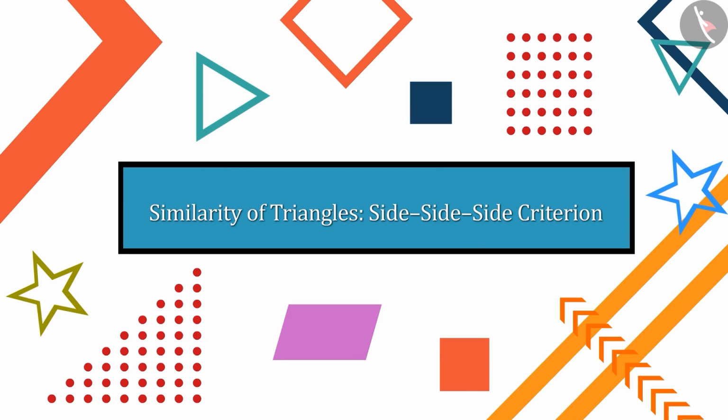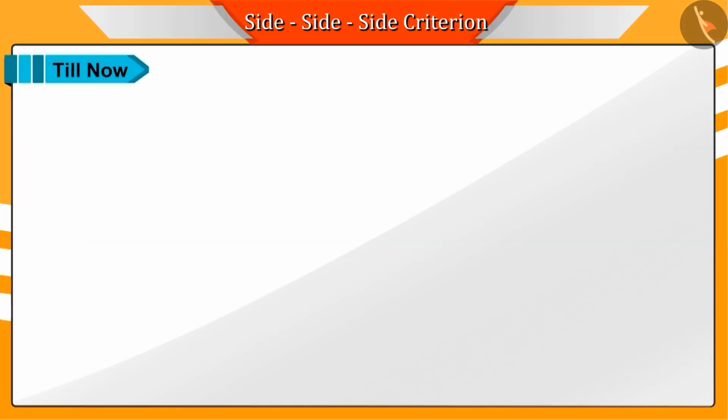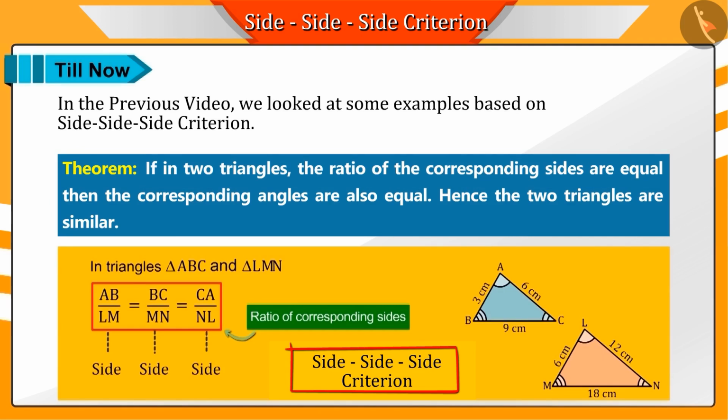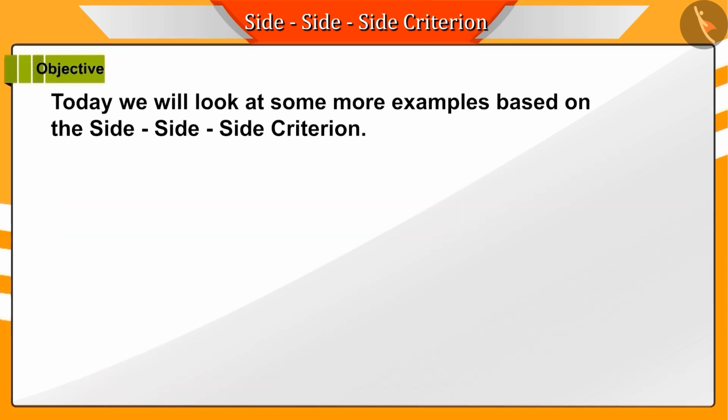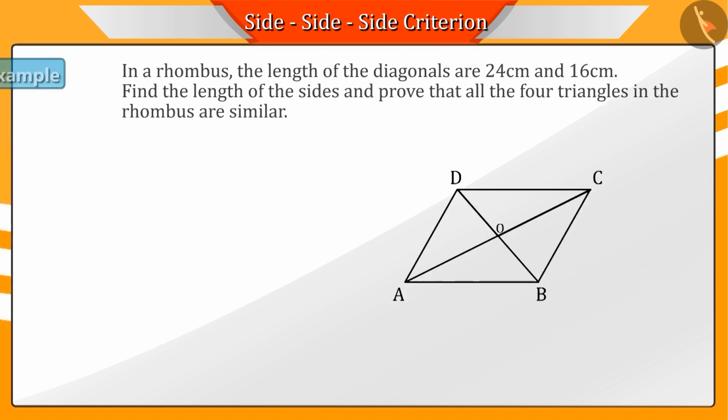Welcome to this video. In the previous video, we looked at some examples based on the side-side-side criteria for similarity of triangles. Today, we will look at some other examples based on the side-side-side criteria.